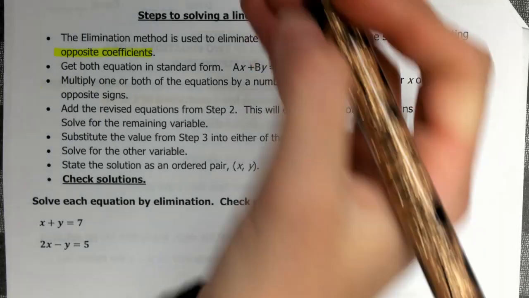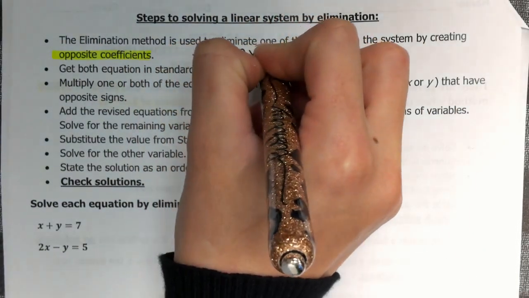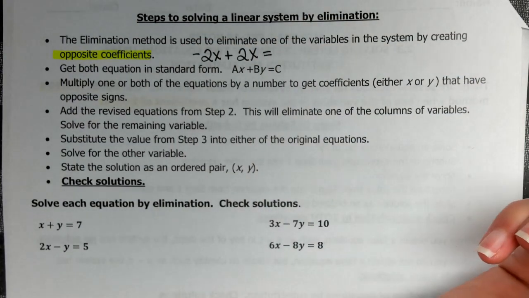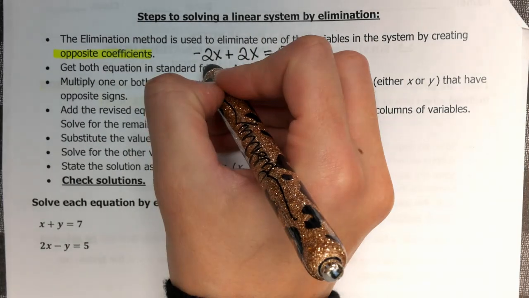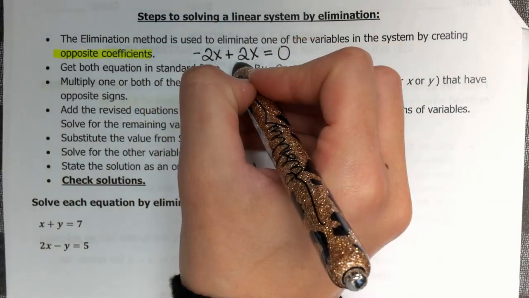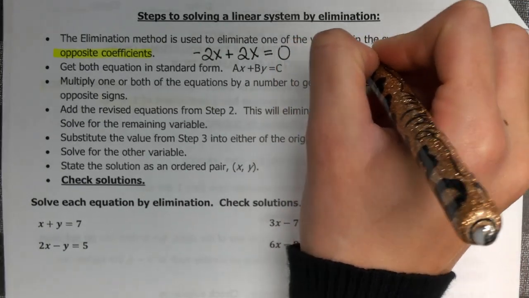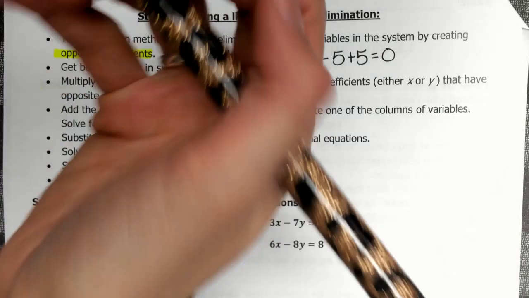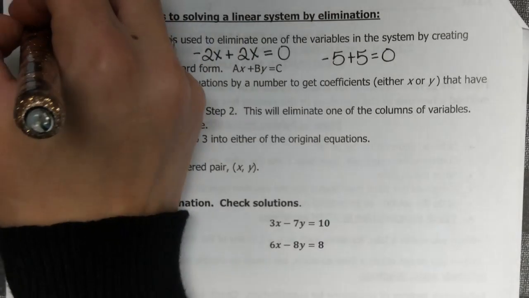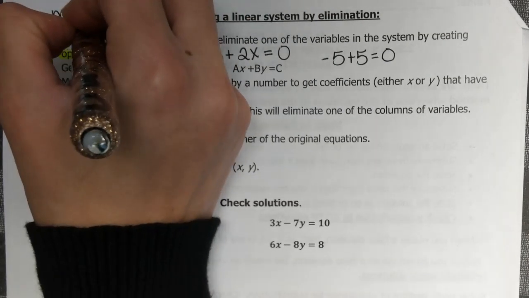Okay, so think about if I had negative 2x plus 2x. What does that give me? 0. Because I've got a negative 2 plus a positive 2, which is 0. Same thing if I had a negative 5 plus 5. That would be 0 also. Those are my opposite coefficients. So all I'm trying to do is get the same number but opposite signs.